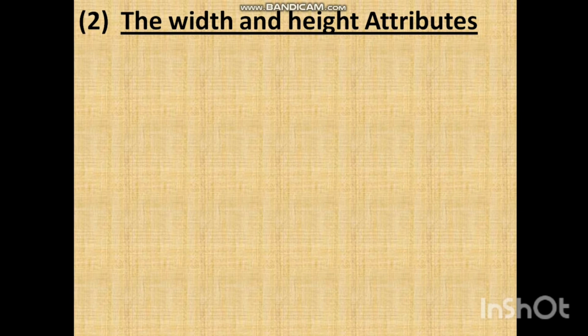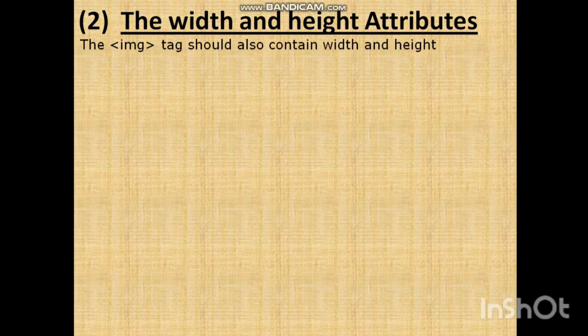There are two other attributes which will be important in CSS, and those are the width and height attributes. The height attribute defines the height of the image in CSS pixels. The width attribute defines the width. If omitted and not defined with CSS, the height and width of the image will be the actual size of the image. The img tag should also contain width and height attributes which specify the width and height of the image in pixels.